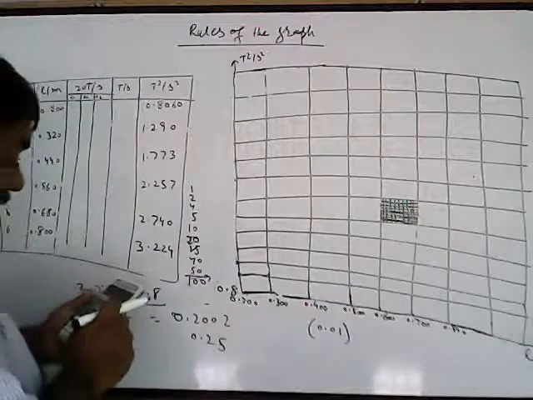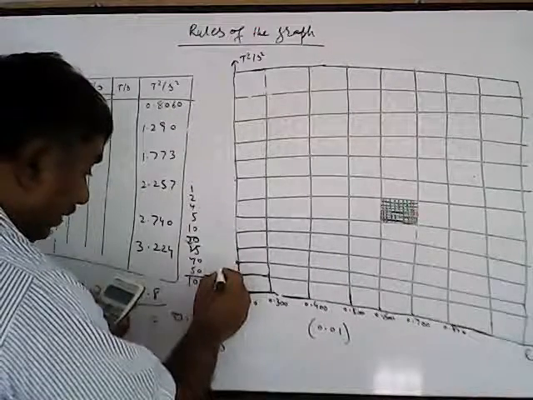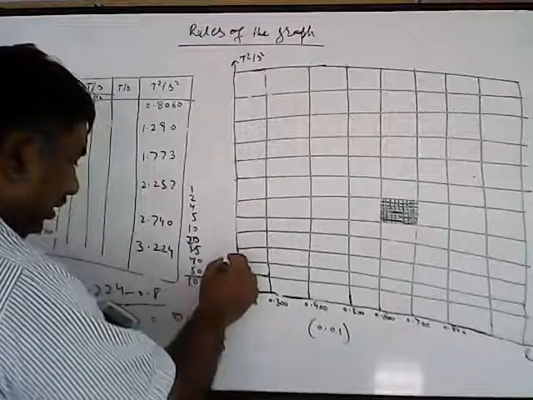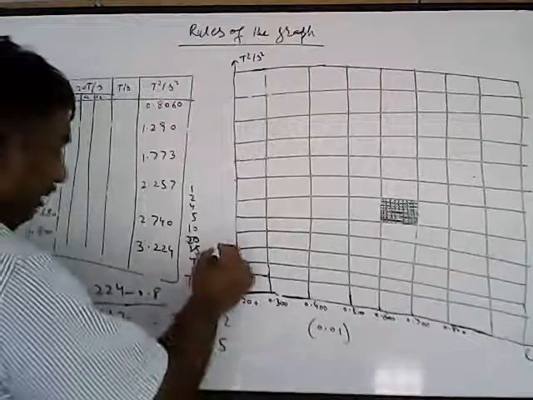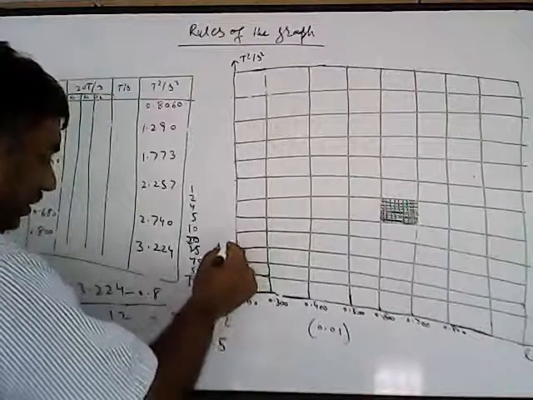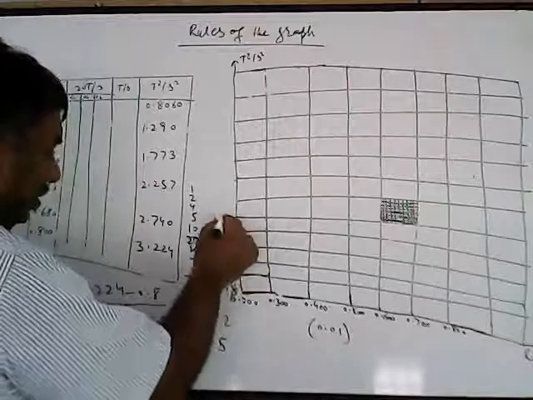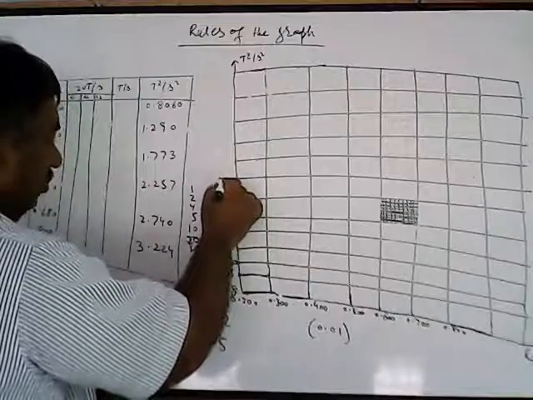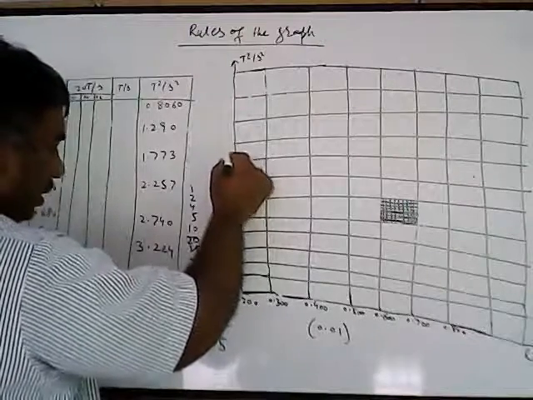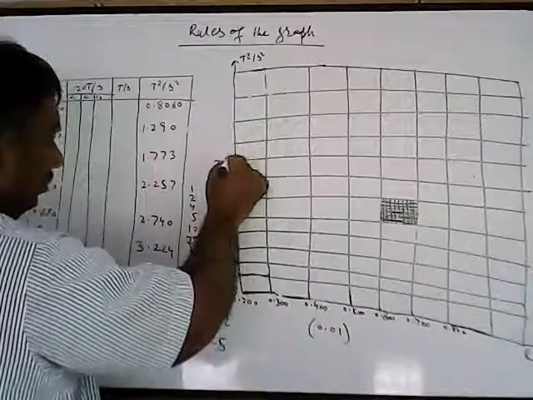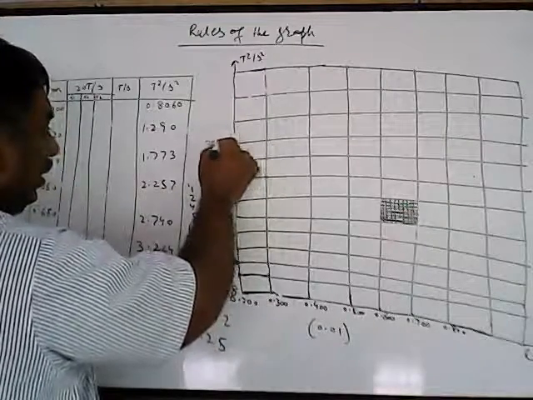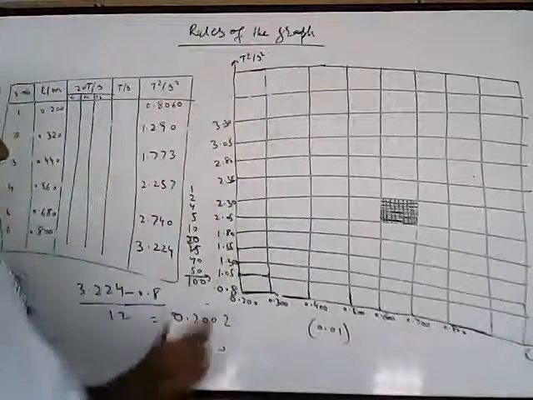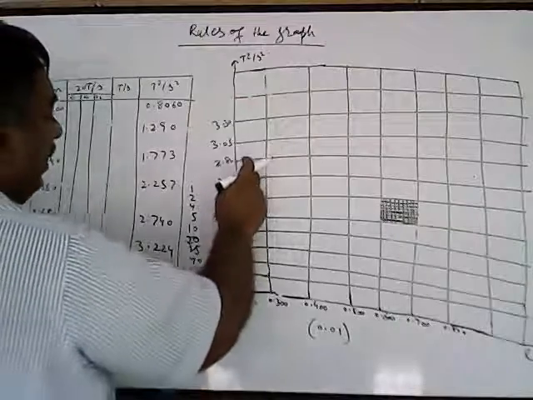It comes to 1.05, 1.30, 1.55, 1.80, 2.05, 2.30, 2.55, then 2.80, then 3.05, then 3.30. So these boxes are called 1, 2, 3, 4, 5, 6, 7, 8, 9, 10 boxes.